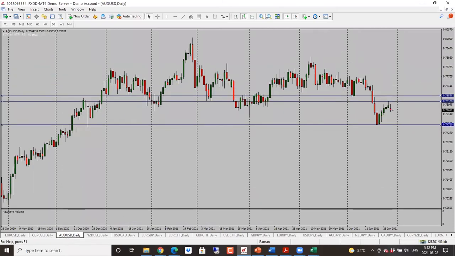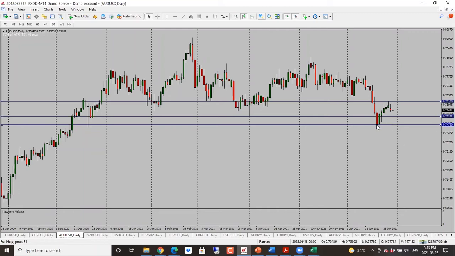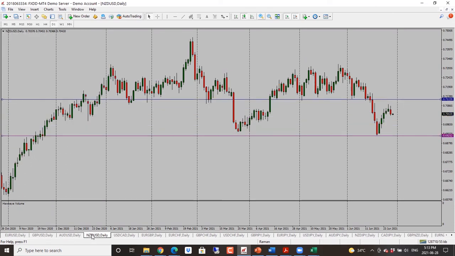Aussie dollar here, this one also looks like it wants to drop now. Same thing here, we had a drop, a pullback, and now looking for that continuation to the downside here. So bearish bias, first target here is 0.7525 and then 0.7475, the bottom here. So bearish bias for Aussie dollar as well.